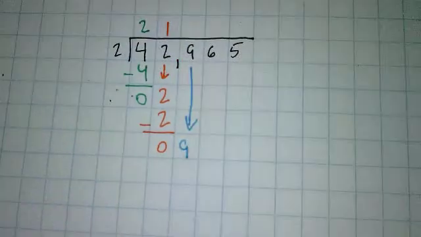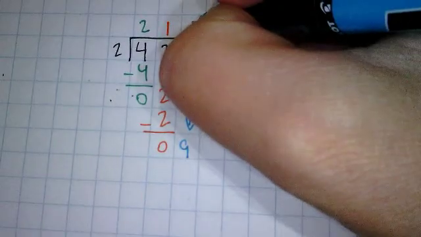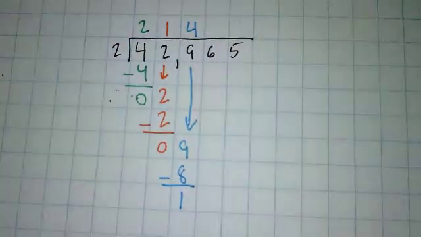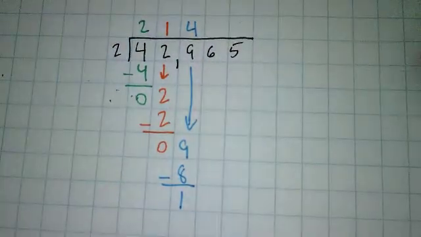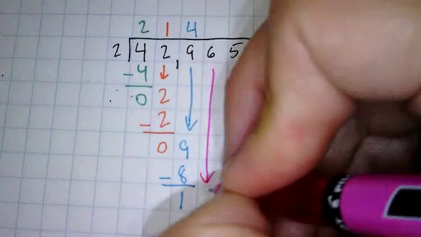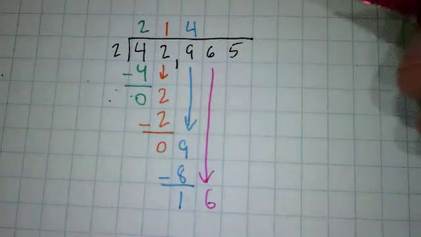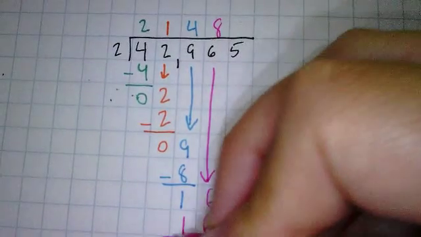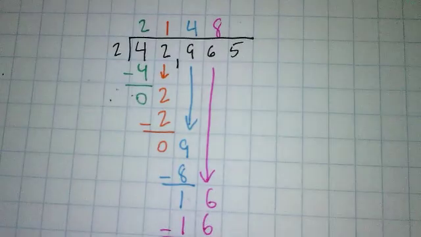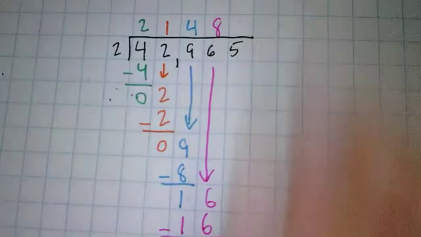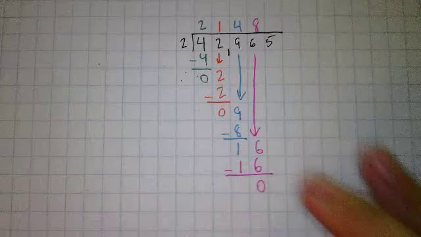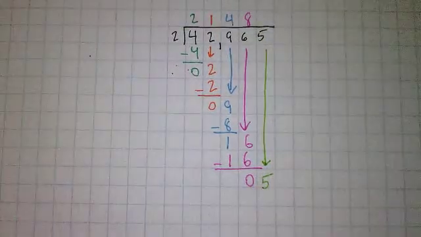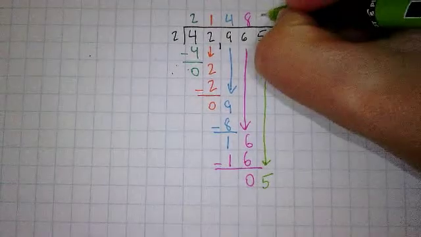How many times does 2 go into 9? 2 goes into 9 4 times. 2 times 4 is 8. Subtract, I get 1. Bring down my 6. How many times does 2 go into 16? 8 times. 2 times 8 is 16. Subtract, I get 0. Bring down my 5. We're almost done. How many times does 2 go into 5 without going over? 2 times.